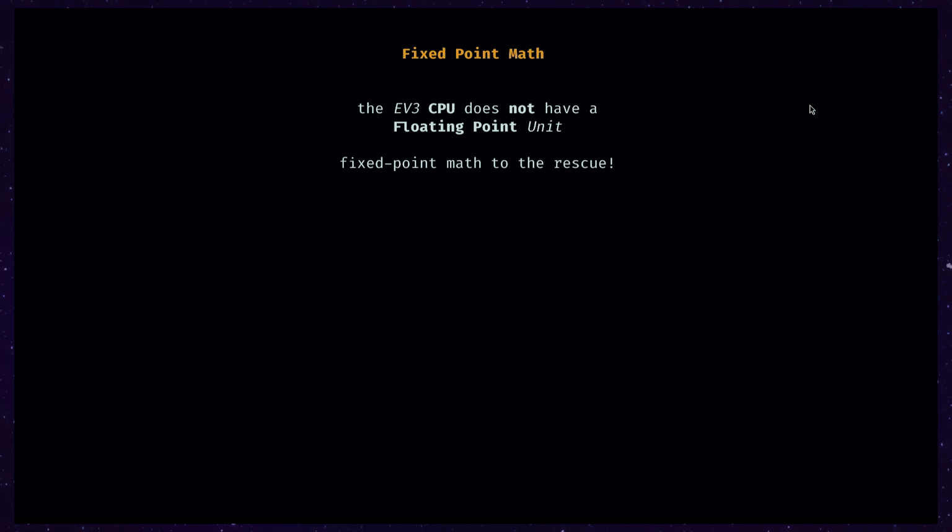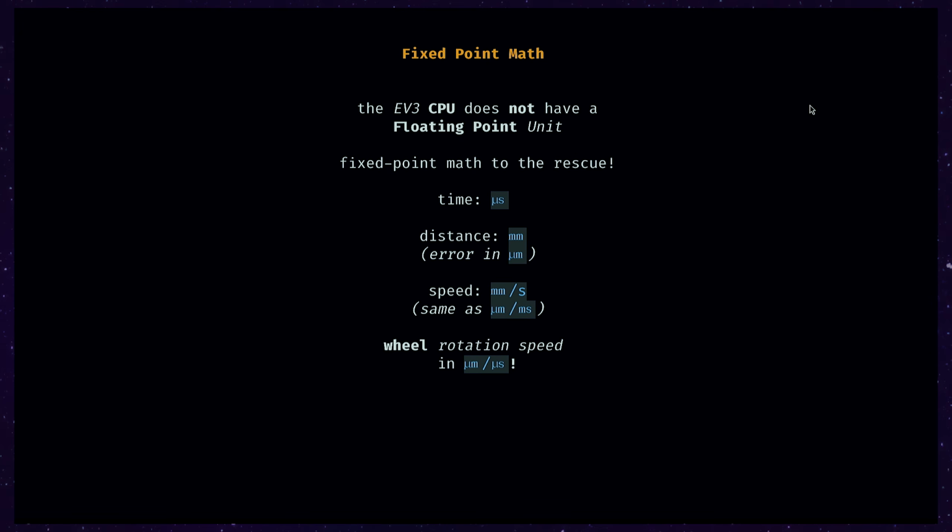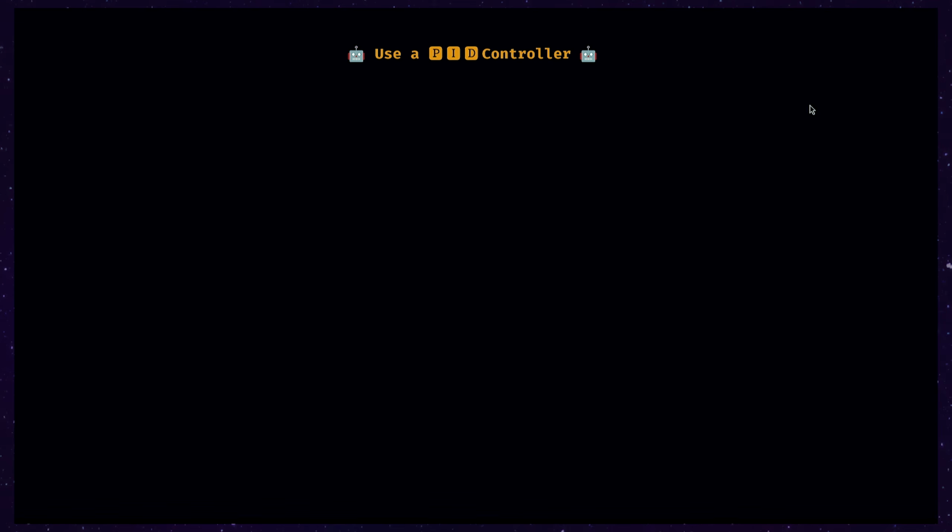Because, as I said, no floating point, which means that time will be in microseconds, and distance in millimeters, with errors actually in microns, not because we have micron precision, but because it makes sense with the numbers. And then speed in millimeters per second, which is the same as microns per microsecond. When measuring the rotational speed of the robots, I had to measure them in microns per microsecond because of the kinematics. That was sort of crazy. Anyway, it will work.